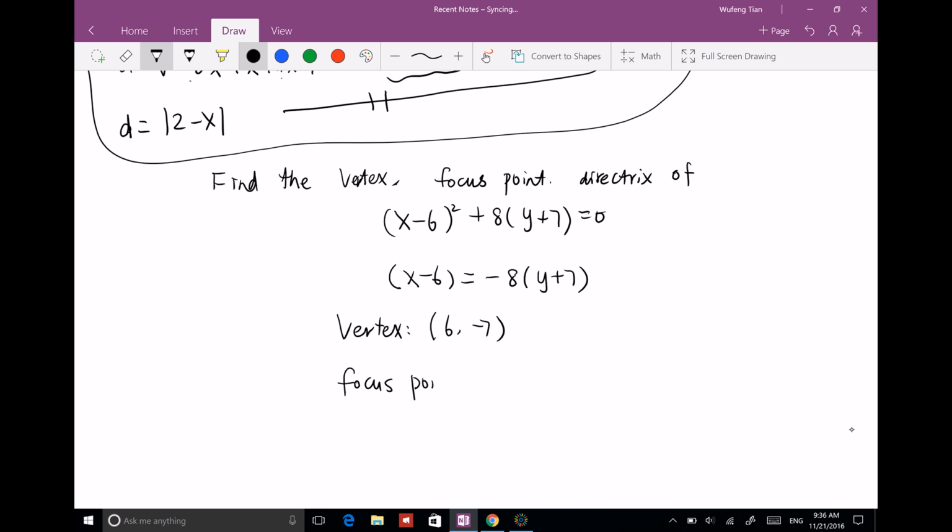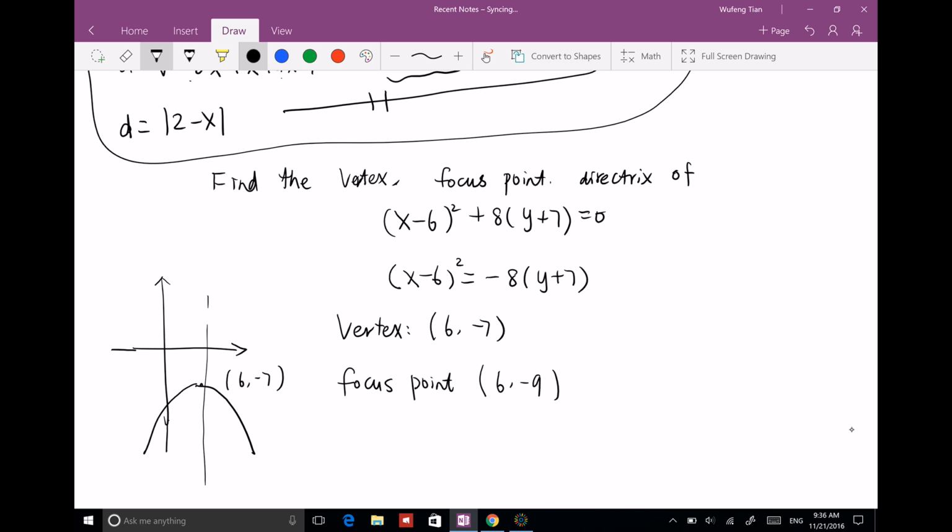The focus point would be 6, -9. So if you draw the picture, it's going to be open downward. Okay, very good. So 6, -7 is going to be here. You draw the picture. It's open downward because this is x squared. X goes positive and negative, but it's negative y. So open downward. You can find that p is -8/4, which is -2. So from this one down 2 units. It's -7, down 2 units, so it's -9.